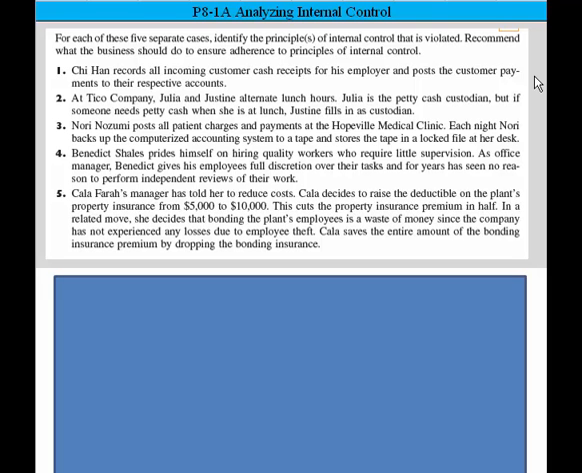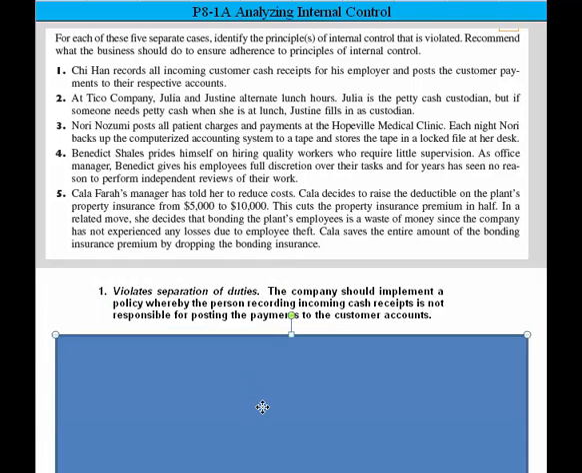Chi Han records all incoming customer cash receipts for his employer and posts the customer payments to their respective accounts. Okay, now, hopefully you see the weakness in internal controls here. And let me move this down so we can take a look at this one. Alright, this one violates a separation of duties. The way around that would be if the company implements a policy so that the person recording incoming cash receipts is not responsible for posting the payments to the customer accounts.